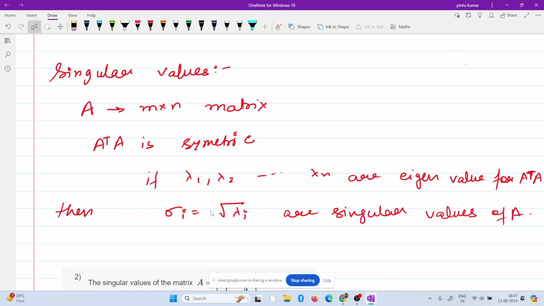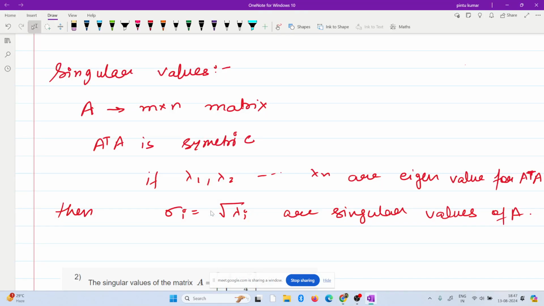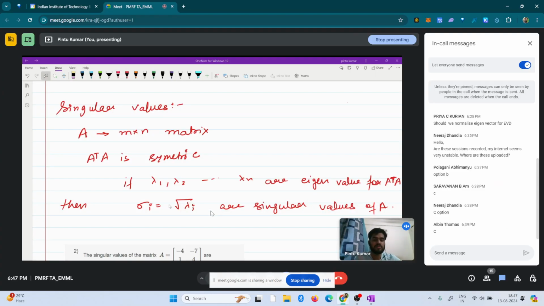Okay, so this is 6:47. We have a new topic to start after this, that is our singular values. So we'll take a break of 5 minutes. After that, we'll come back and start singular values. In the meanwhile, if you have any doubt related to whatever we have covered till now, you can ask. Otherwise, we can have a break of 5 minutes.